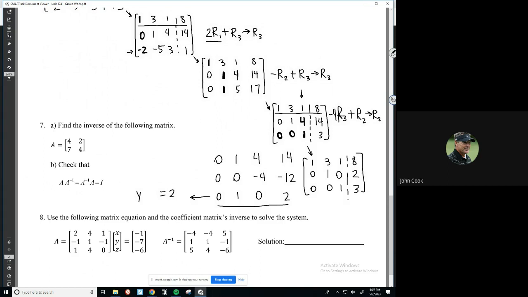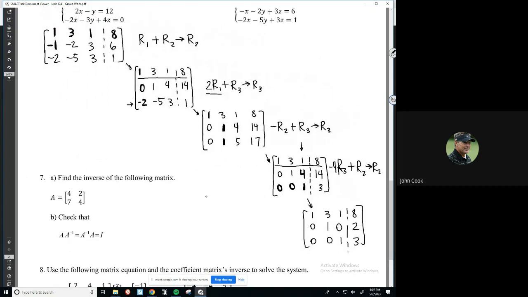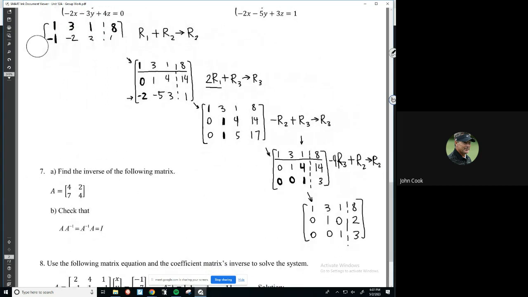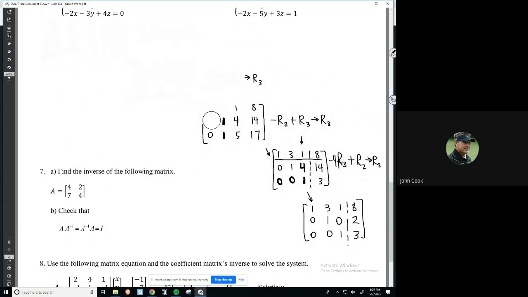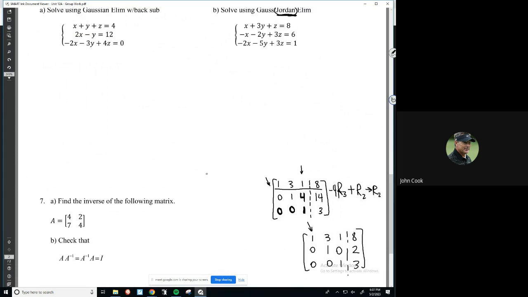Okay, I'm two steps away from getting this completed, but I've run out of space. So what I'm going to do is rewrite this matrix up in the corner over here. Obviously, you wouldn't do that on your test, but I don't have a lot of space to do these steps, so I'm just going to do what I've got to do.